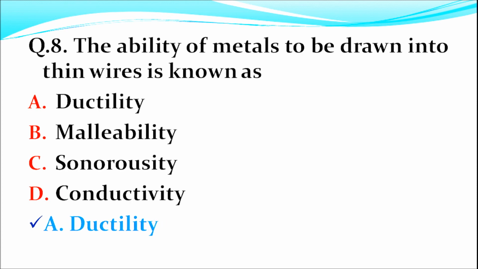The ability of metals to be drawn into thin wires is known as option A ductility, option B malleability, option C sonorousness, option D conductivity. Correct answer is option A. Ductility is the property by which a metal can be drawn into thin wires.